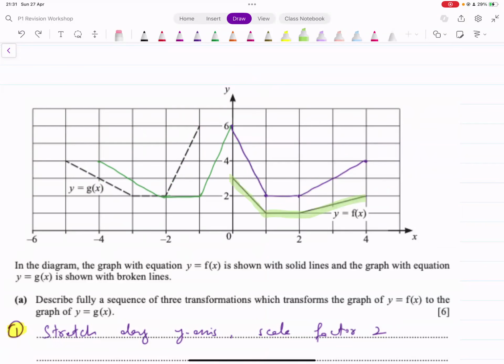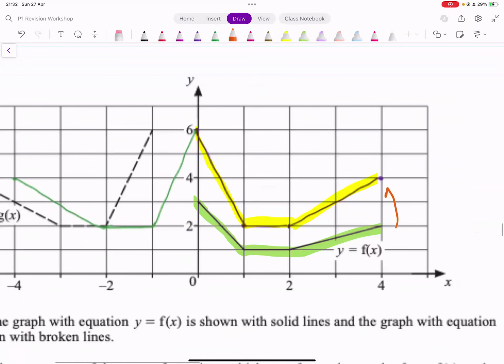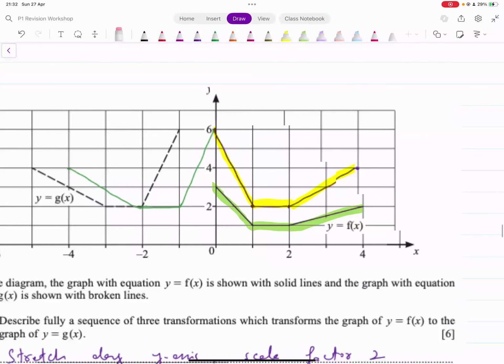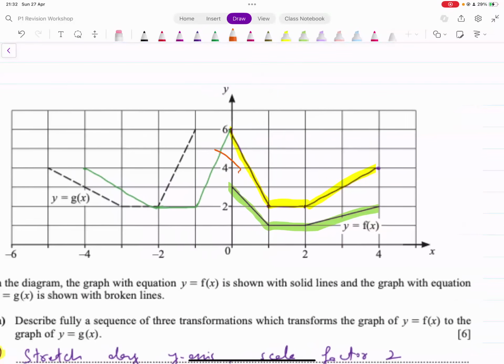So this was the original graph. The green one is the original graph. After applying the stretch, you get this yellow graph. Now that you've done that, you think of what further you have to do to this yellow graph to get to that dotted graph.